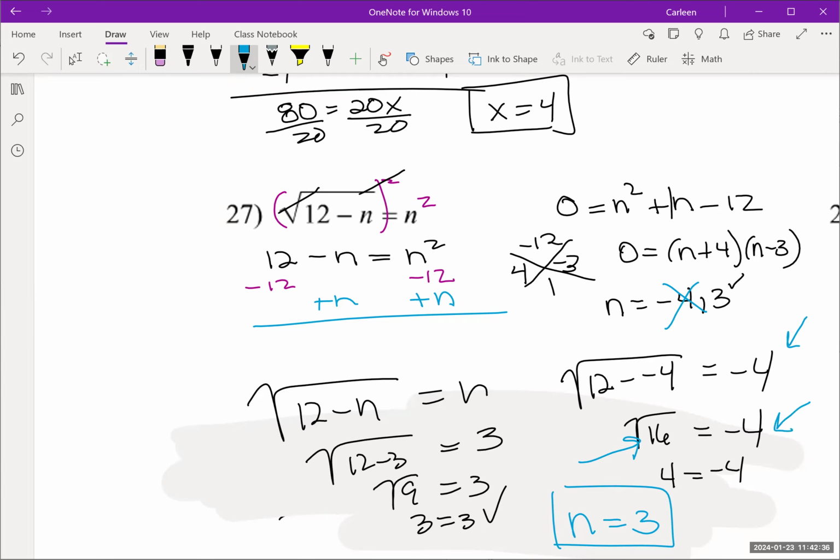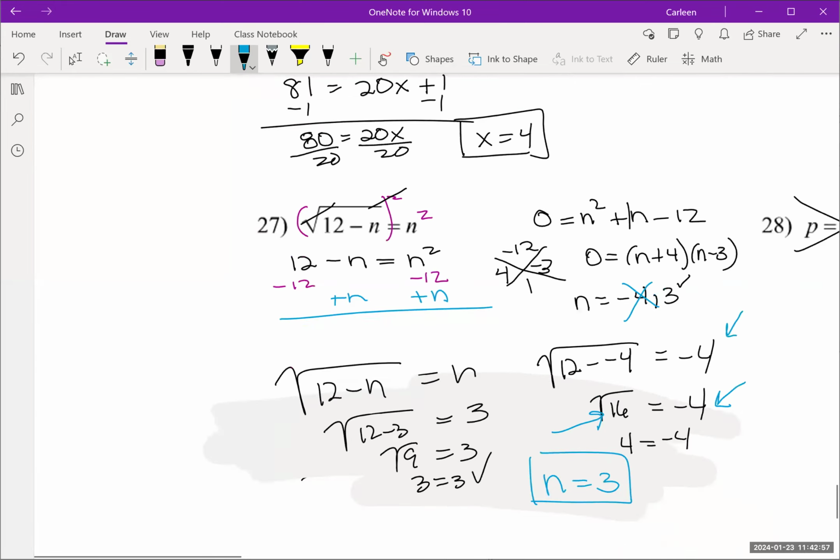Now, why does very often one of them not work? Because 4 times 4 is 16, negative 4 times negative 4 is 16, but when you're going the opposite way, it doesn't work backwards, it only works one direction. Does that make sense? That's the reason why one of them ends up being canceled.